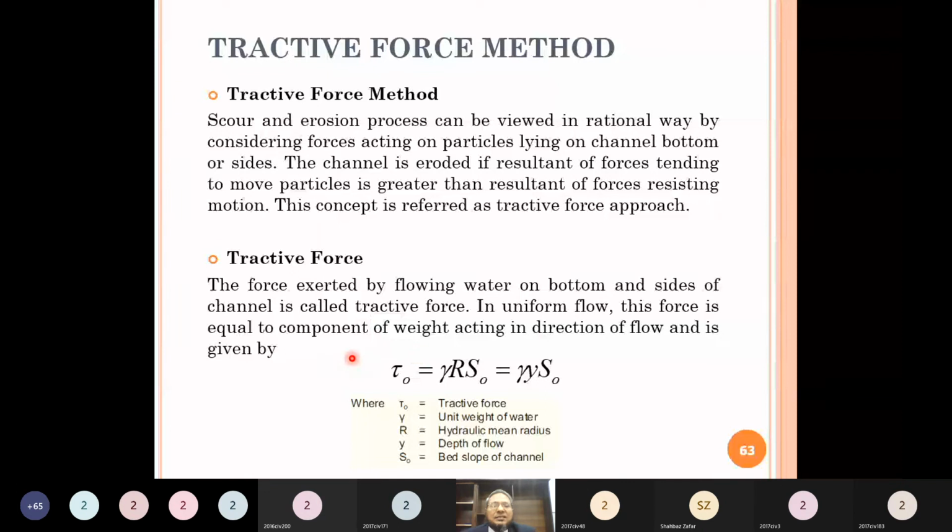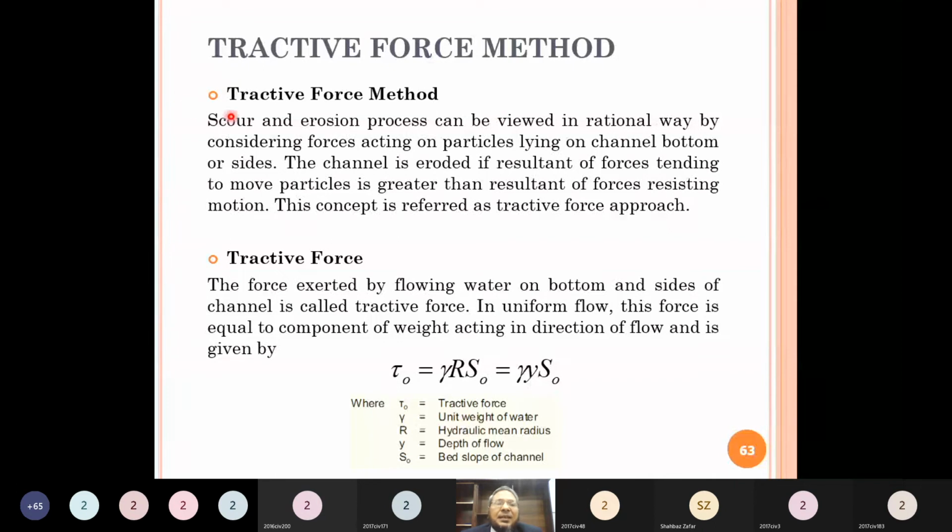And what is equal to this force? For uniform flow, it is equal to the component of the weight acting in the direction of flow. And how can we compute this tractive force? Tau naught is gamma R S naught, or gamma y S naught, where we replace R with y if the channel is wide.